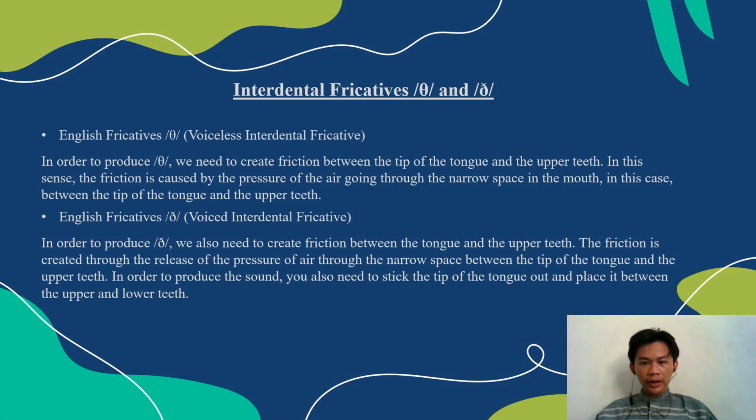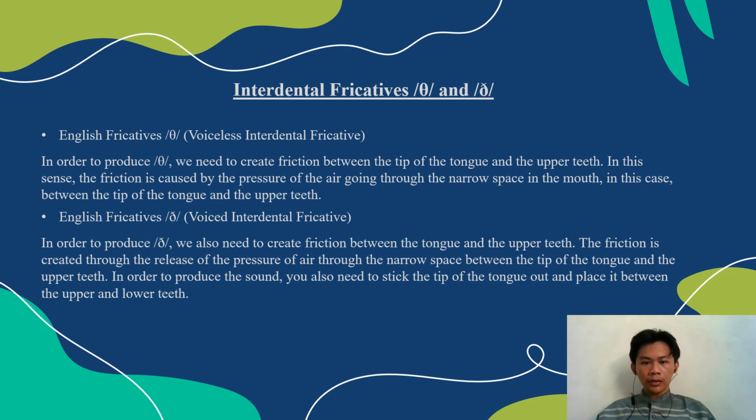Next, interdental fricatives, theta and eth. The first is voiceless. In order to produce it, we need to create friction between the tip of the tongue and the upper teeth. The friction occurs when the pressure of the air goes through the narrow space in the mouth, in this case between the tip of the tongue and the upper teeth. Examples are think, breathe, nothing, and project.